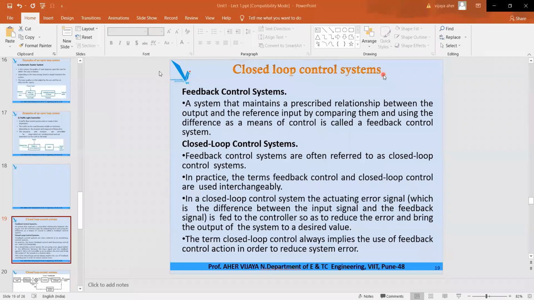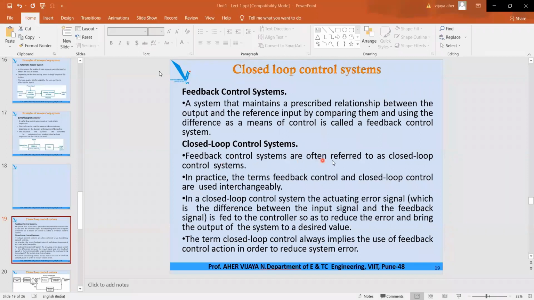Let us see the block diagram of the closed loop control system. A feedback control system is a system that maintains a prescribed relationship between the output and the reference input by comparing them and using the difference as a means of control. This is achieved just by using a comparator or error detector. Now, in the closed loop control system, what are the elements and how does it work? The theory part is explained here.